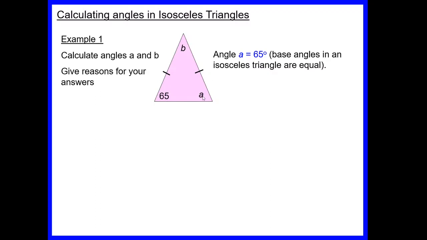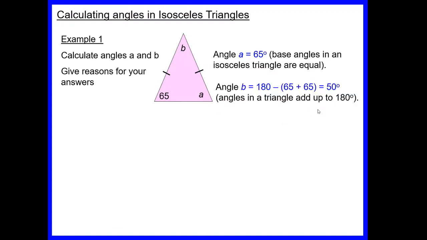Once I know two angles in a triangle, we can work out the third. We know that all three must add to 180 degrees. So 180, take away the 65 plus A, which is also 65, means that angle B is 50 degrees. And the rule we used there was that angles in a triangle add up to 180 degrees.